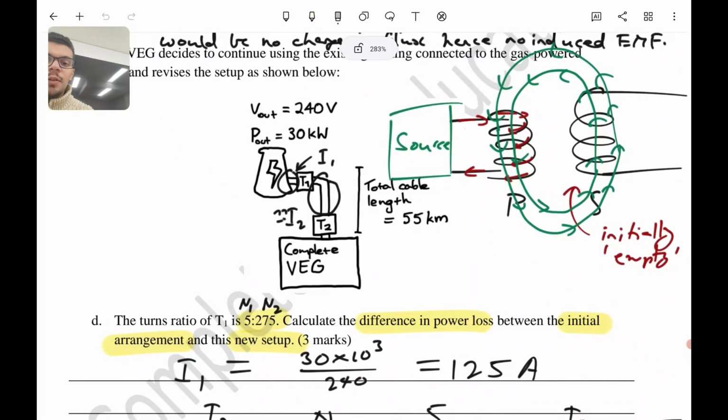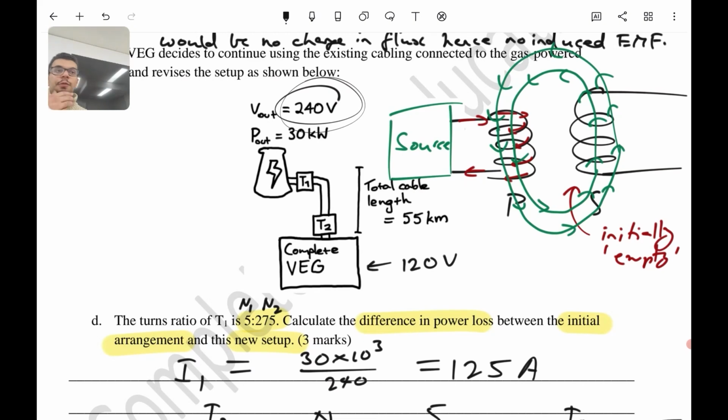So let's mark this here. 120 volts. And we know the initial voltage is 240. Okay, so let's first of all have a look at how we can figure out what this voltage drop across these transmission lines is.